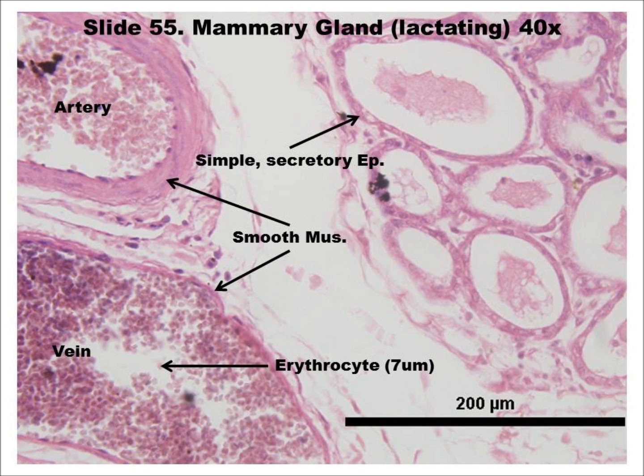Also note that the blood vessels are surrounded by a layer of smooth muscle that you can recognize by the fact that it stains a dark pink and that the nuclei are spindle-shaped. Typically, the layer of smooth muscle surrounding the artery is thicker than that surrounding the vein.